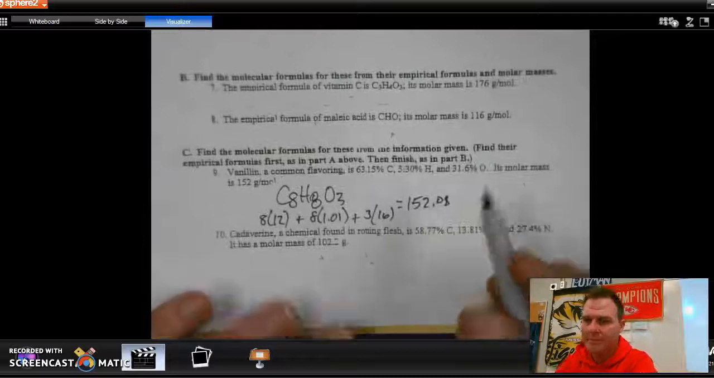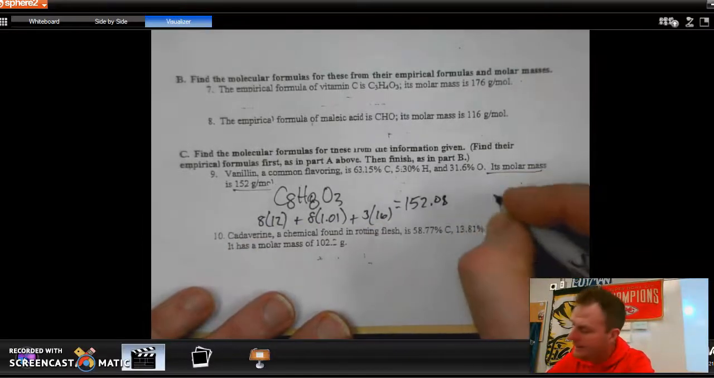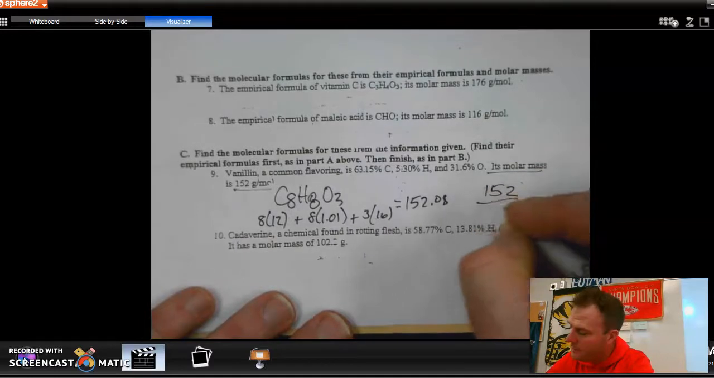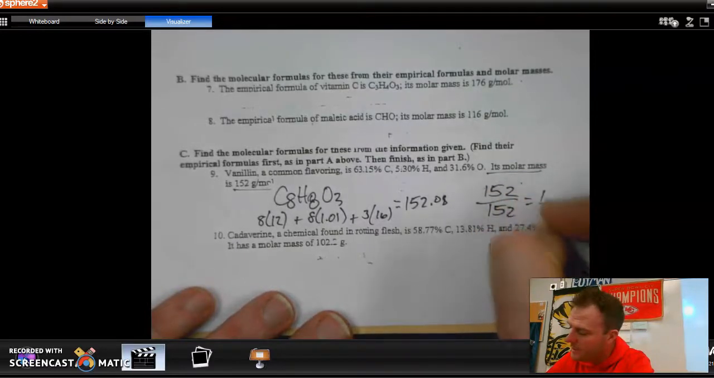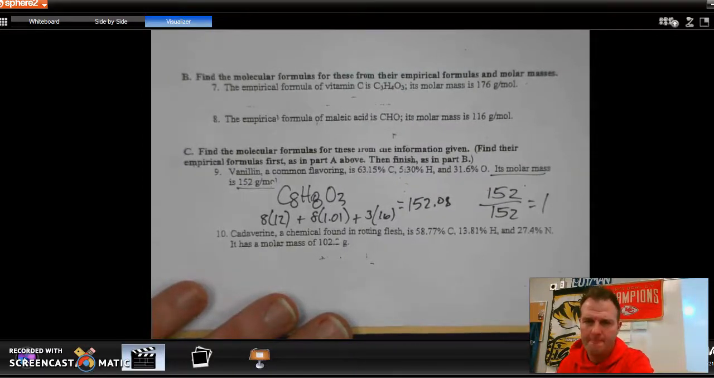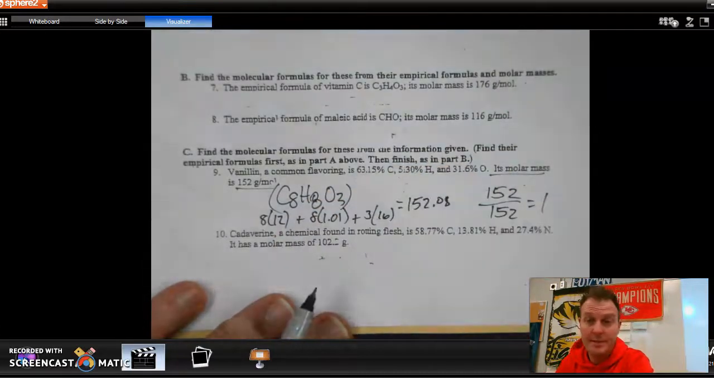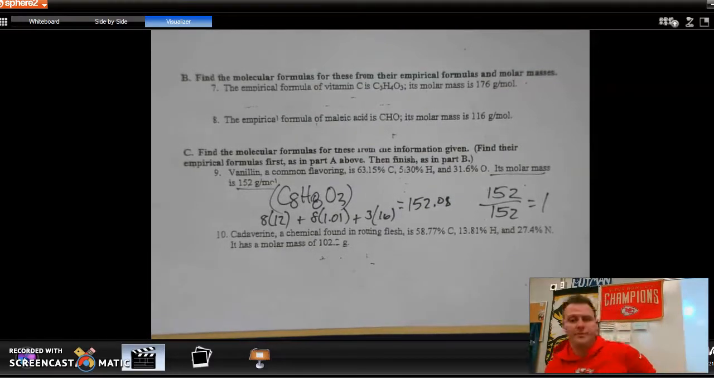So just like we did before, we have to divide it into the, oh, look at there. 152 over 152 equals 1. So the multiplier is 1, which means that stays the same because 1 times C8H8O3 is the same thing. So this is possible. You can have a same or similar molecular formula to the empirical formula.